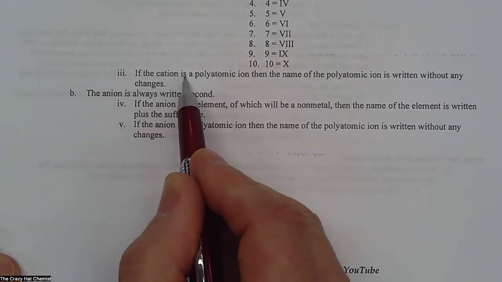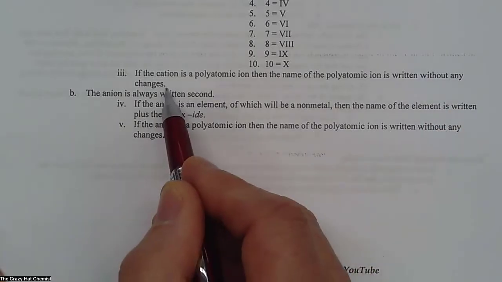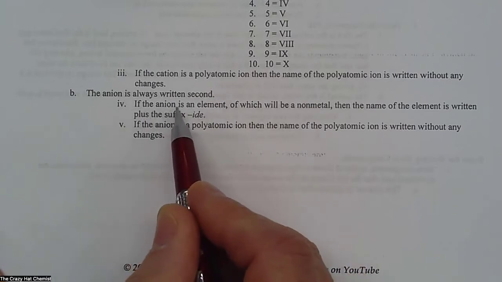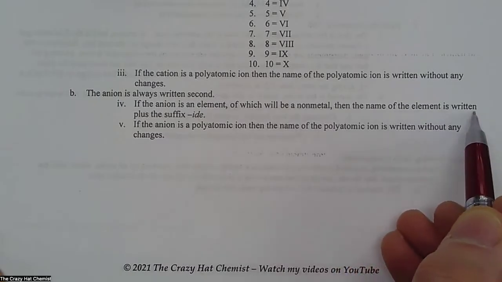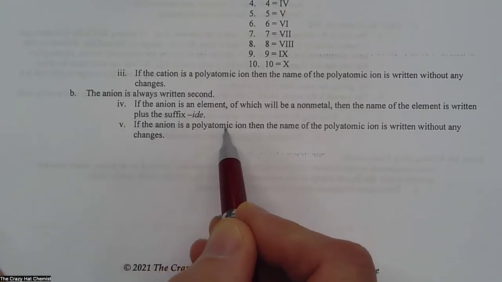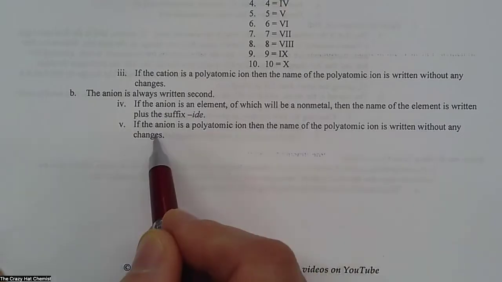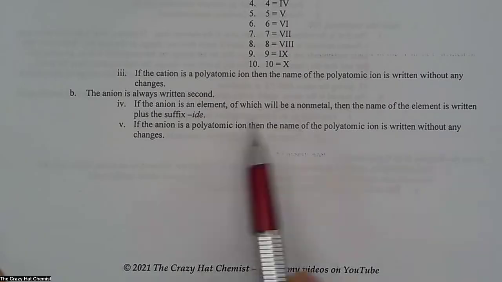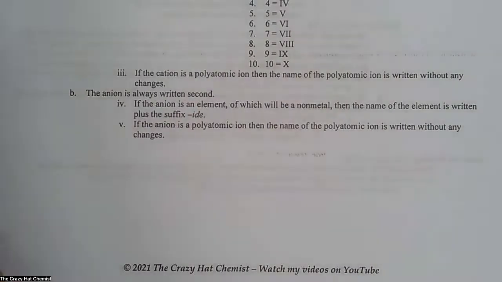If the cation is a polyatomic ion, then the name of the polyatomic ion is written without any changes. The anion is always written second. If the anion is an element, which will be a nonmetal, then the name of the element is written plus the suffix IDE. If the anion is a polyatomic ion, then the name of the polyatomic ion is written without any changes.